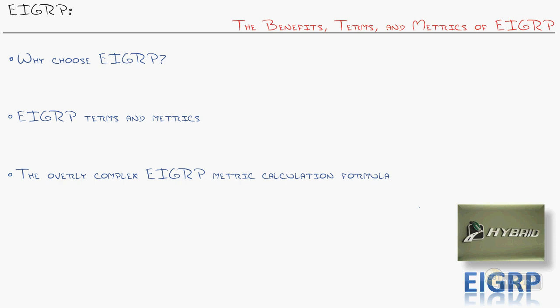In the last nugget, we talked about distance vector and link state routing protocols in broad brushstrokes. So now we want to talk about a specific distance vector routing protocol, EIGRP. This is Cisco's baby. They created it. So let's look at the terms, the metric, and the benefits of using EIGRP.